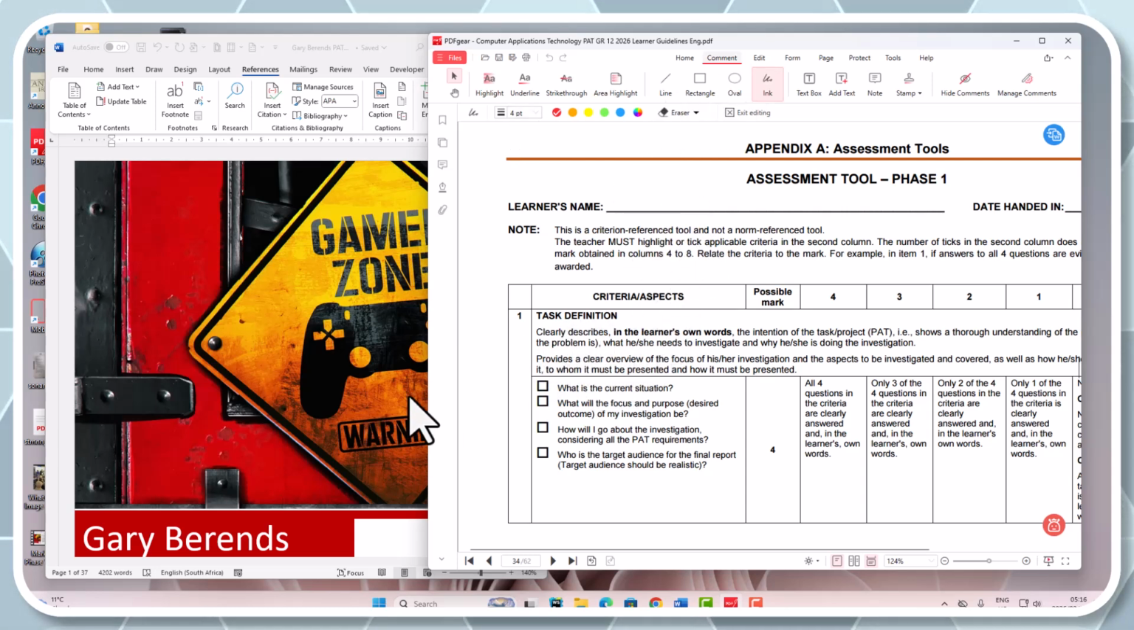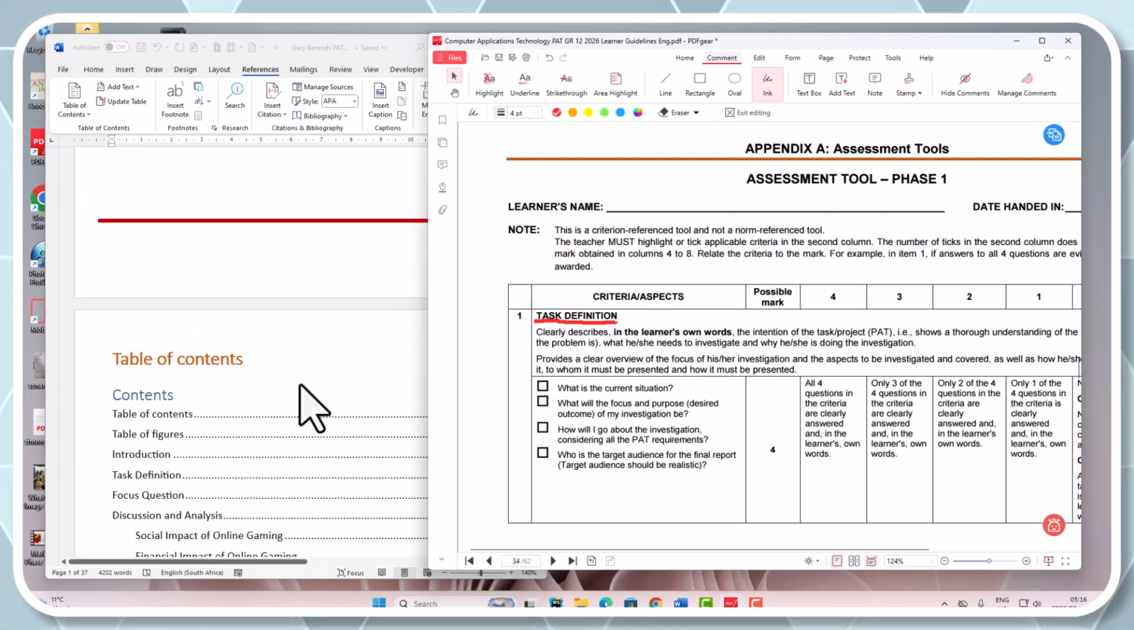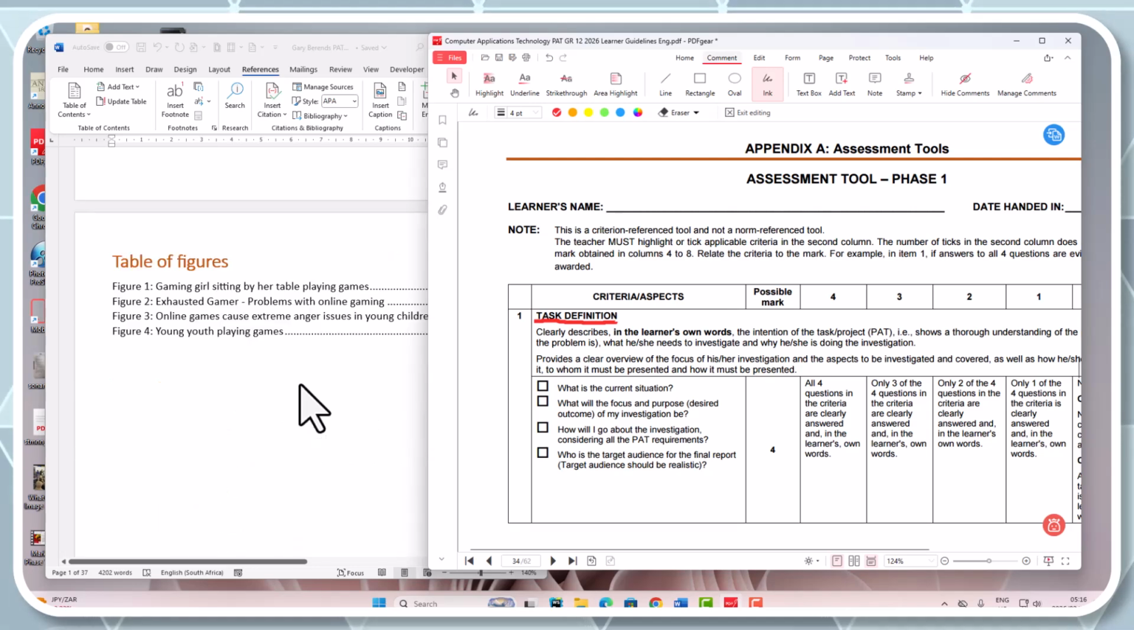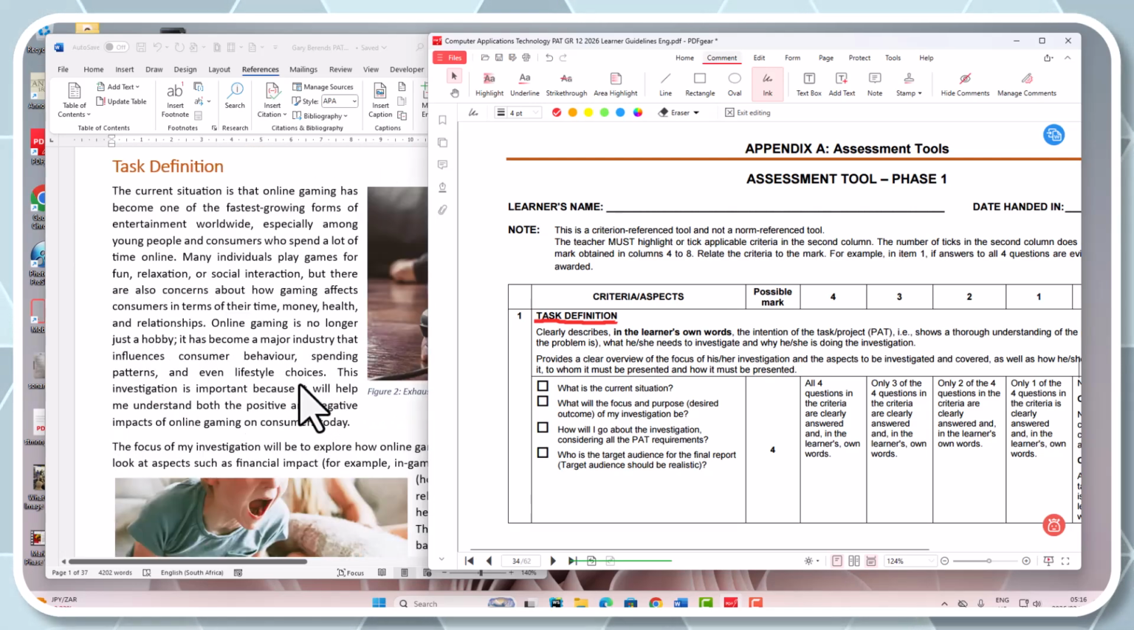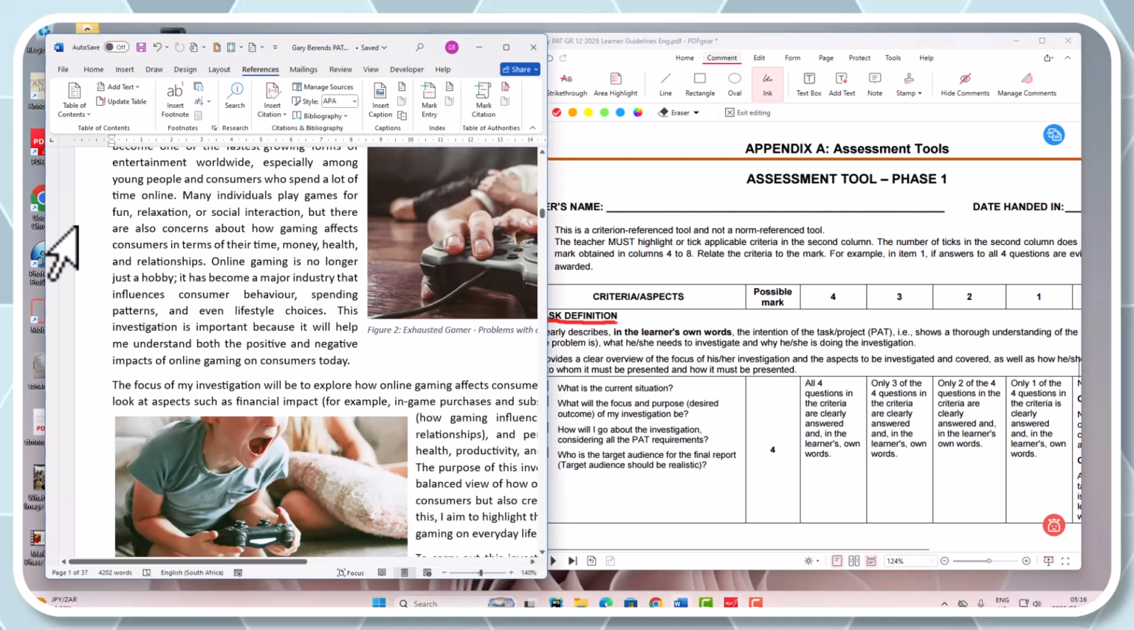Right, so the task definition is what we're looking at here. Now again, you know your task definition, you know what you've put in it. I've given guides in the previous videos. If not, go back and check this. Right, so as I carry on down, you can see there's a table of contents, a table of figures, a little introduction, and then here is my task definition.